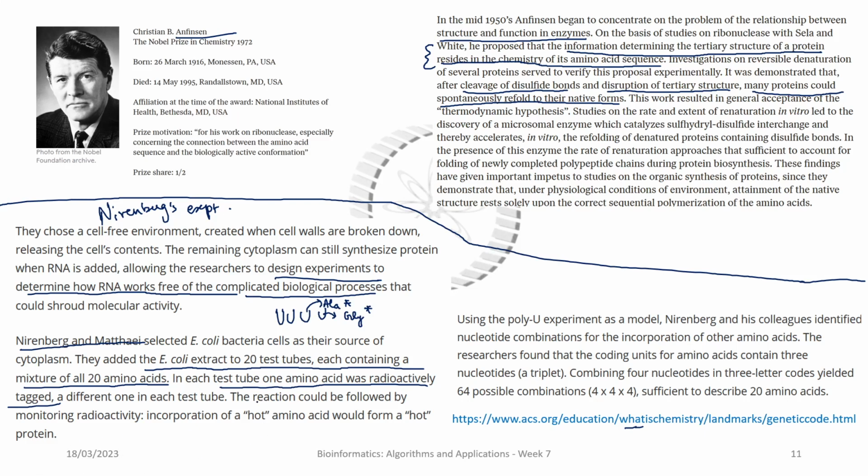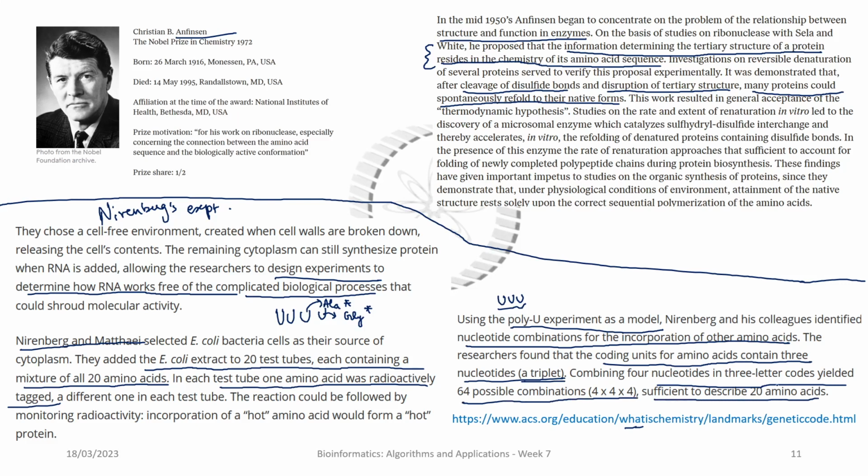And they found out how. The first breakthrough was the use of poly-U (uracil) as a model, and they identified the nucleotide combinations for incorporation of other amino acids. They also found that the coding unit for an amino acid contains three nucleotides, a triplet codon. Combining four nucleotides in a three-letter code yielded 64 possible combinations, sufficient to describe 20 amino acids.